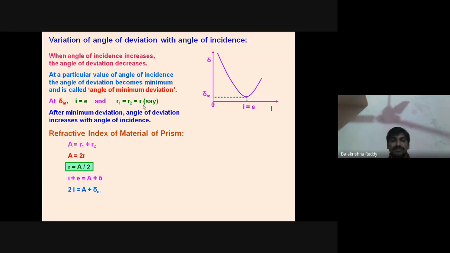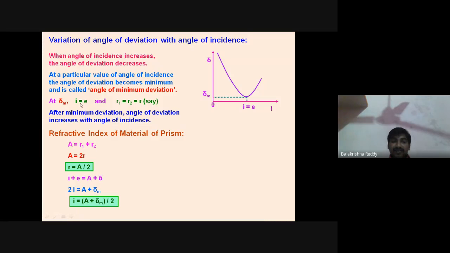I'll substitute, and since the angle of incidence equals the angle of emergence, I can write E in place of I also. So I have substituted I here, then I'll get 2I. So 2I equals A plus delta. Now, what is I, the incident angle? I equals (A plus delta m) by 2, as I have written. So now I have got the refracted angle and the incident angle.